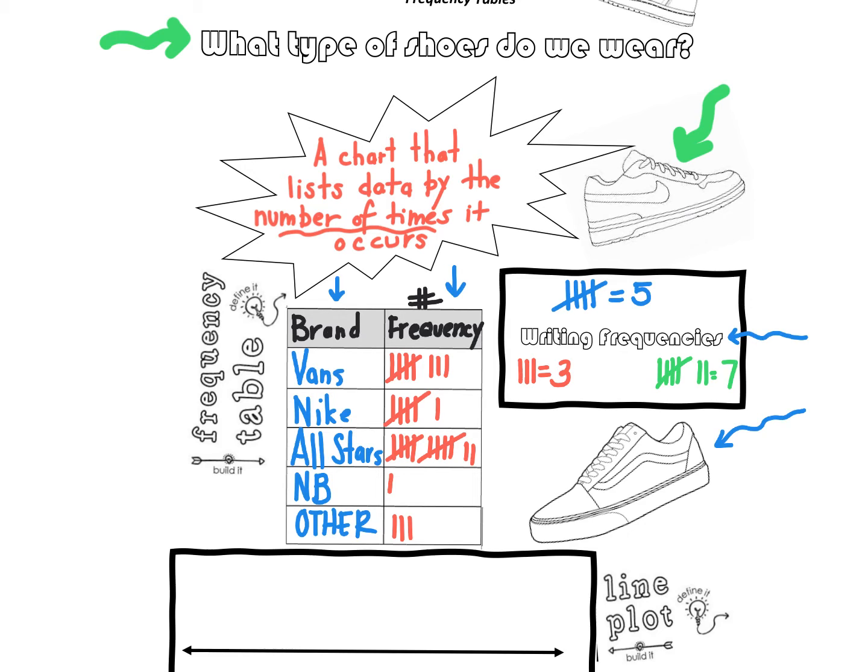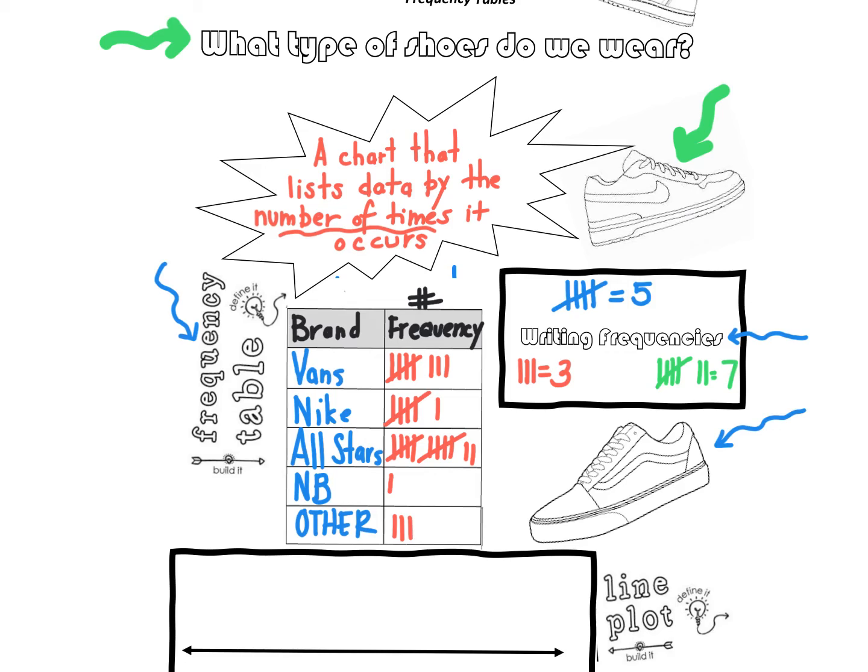So what I want you guys to do right now is take a few minutes and color in the 3 places where you see our blue squiggly. So go ahead and color in that Vans shoe, the writing frequencies, and our title frequency tables. Go ahead and pause the video and do that now.